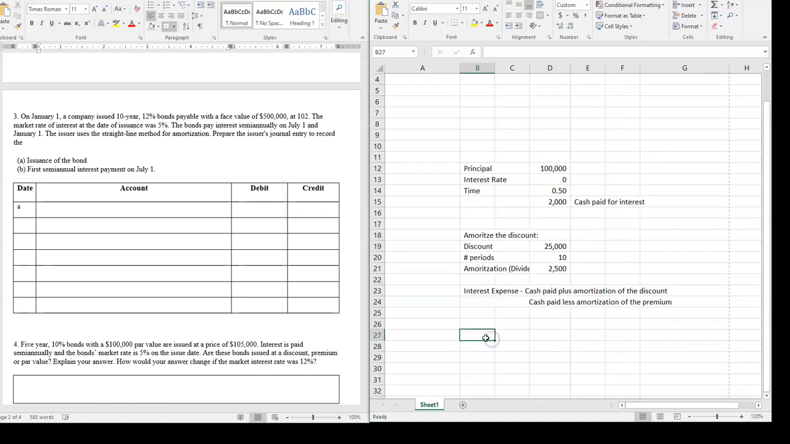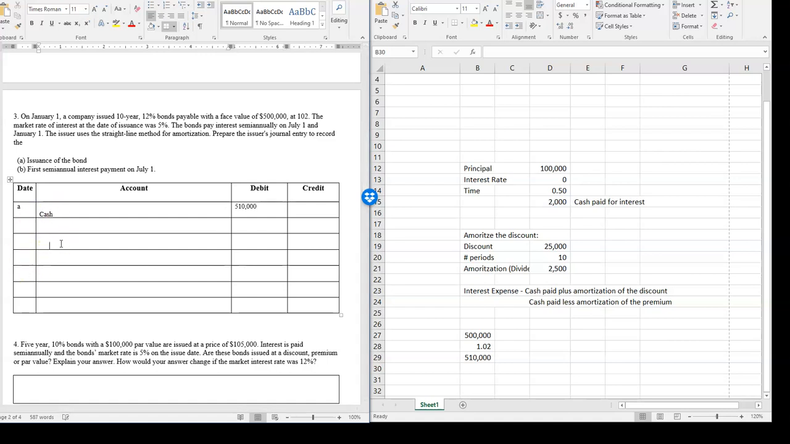So what I do when I see an at 102, I take the face value, and I know that 102 is really a percentage, so it's equal to 1.02. And I multiply, and that's how much money I got. So right away I can see I got more money than the face value, so we're talking about a premium. All right, I got cash of $510,000.